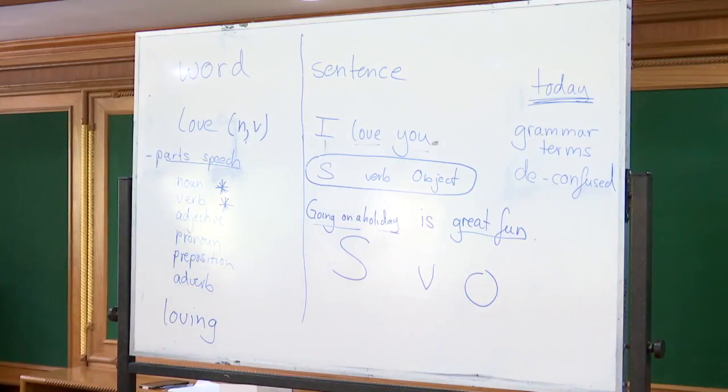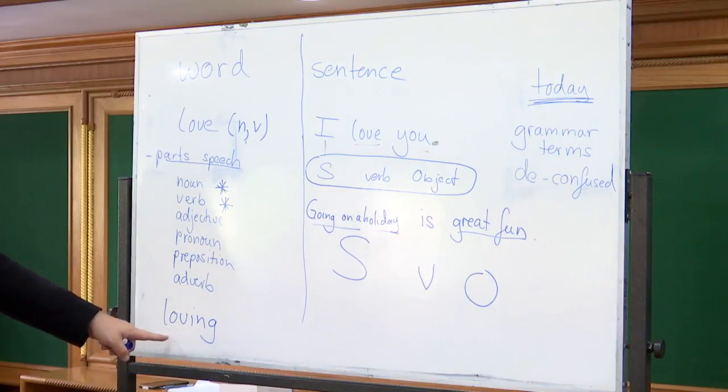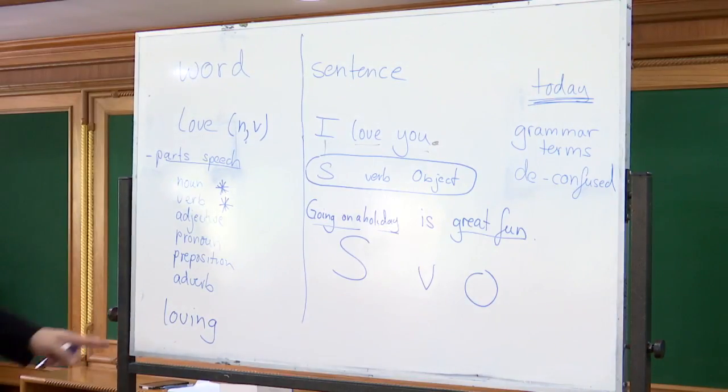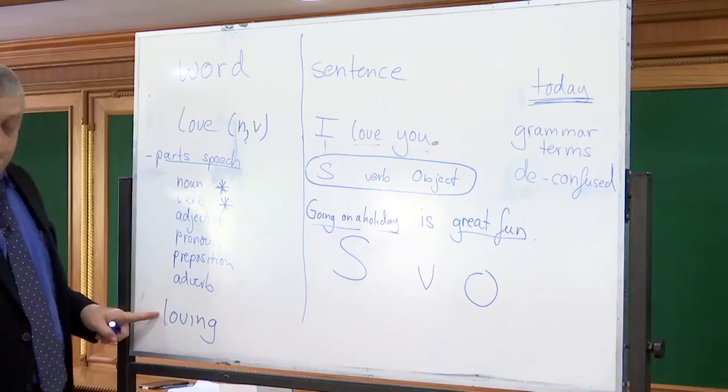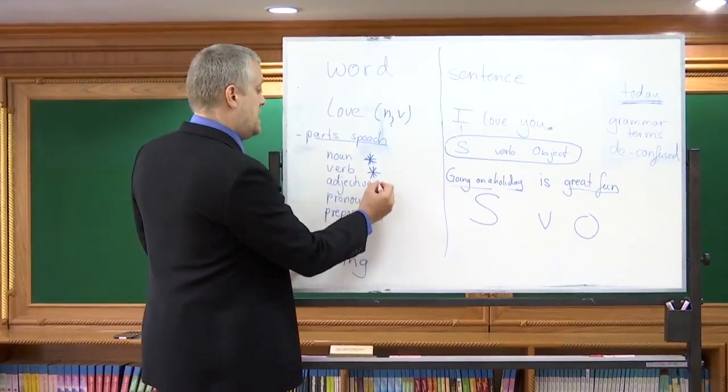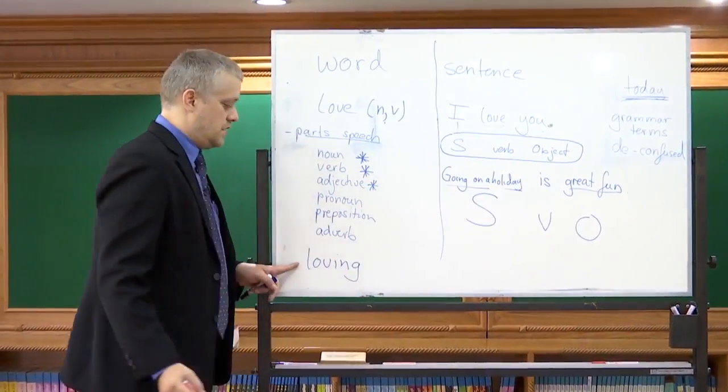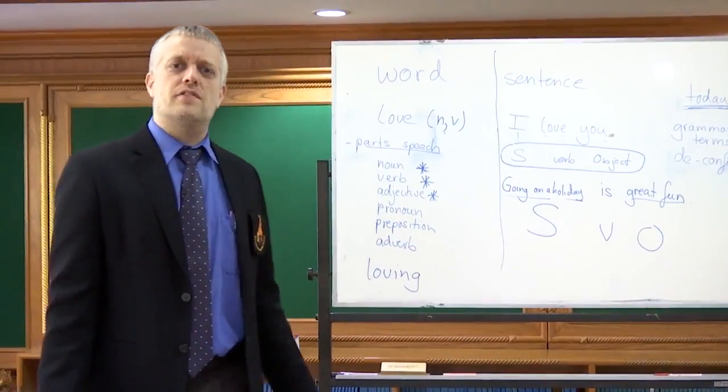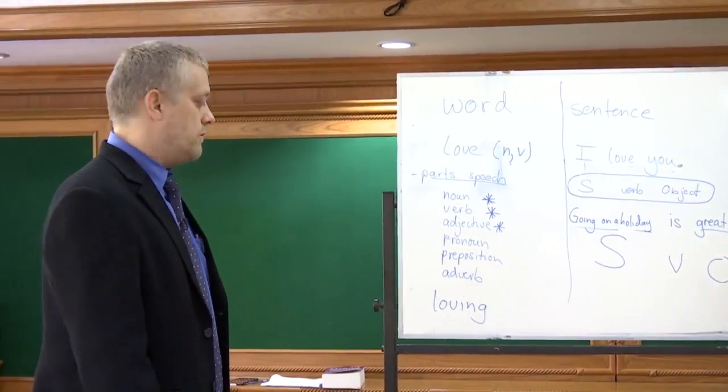Loving. Do you know loving? Have you ever heard loving? We don't use it as a verb in the present participle, so it is not a verb like this. What is it? Can you tell me? It's an adjective. What a loving father you have. He cares for you very, very well.